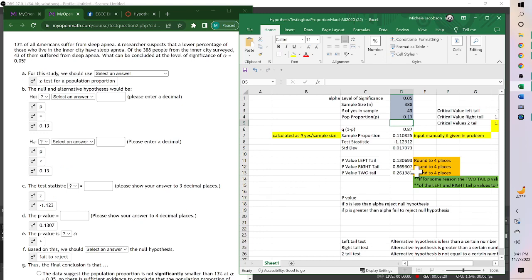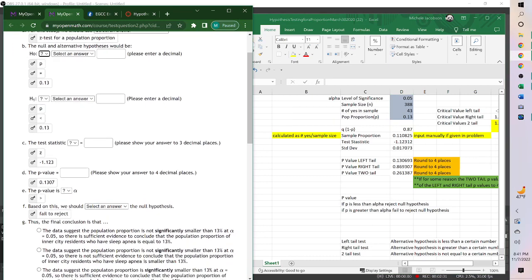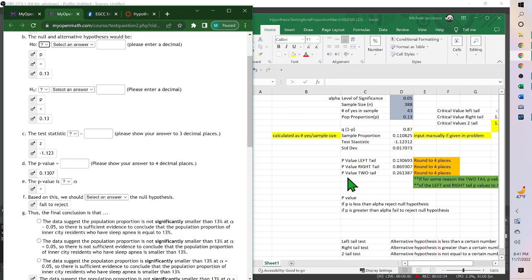Test statistic. There it is right here. Negative 1.123. The p-value. This was testing less than, so it's a left tail, which means it's 0.1307. That's our p-value. Now, you need to check if it's greater than or less than.